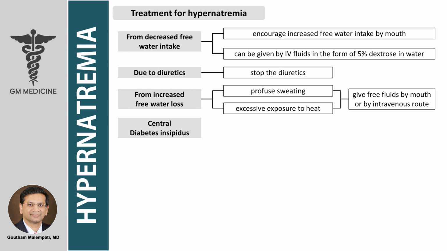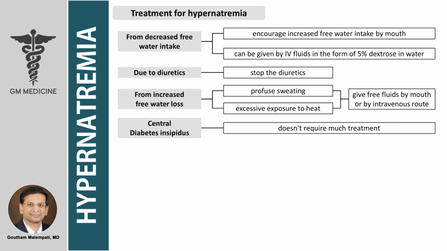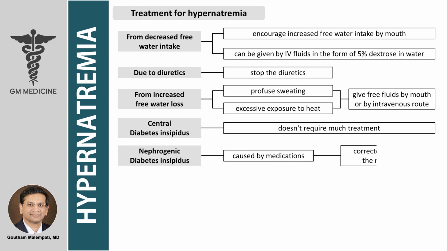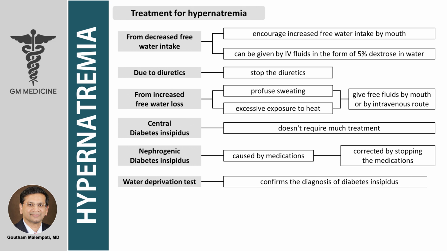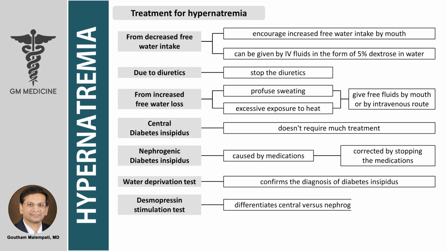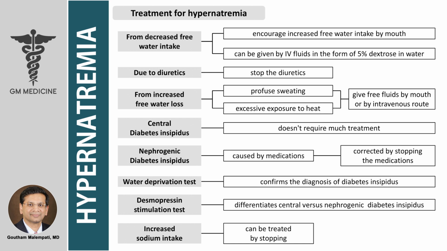Central diabetes insipidus usually doesn't require much in the form of treatment, but nephrogenic diabetes insipidus, which is mostly caused by medications, can be corrected by stopping those medications. Now, a water deprivation test can confirm the diagnosis of diabetes insipidus, and a desmopressin stimulation test can determine if it's central versus nephrogenic diabetes insipidus. For hypernatremia from increased sodium intake, the treatment most likely just involves stopping the cause, which could be either salt tablets or hypertonic saline.